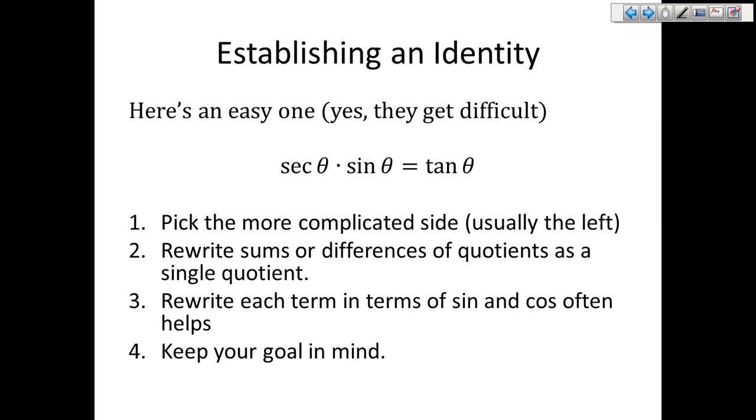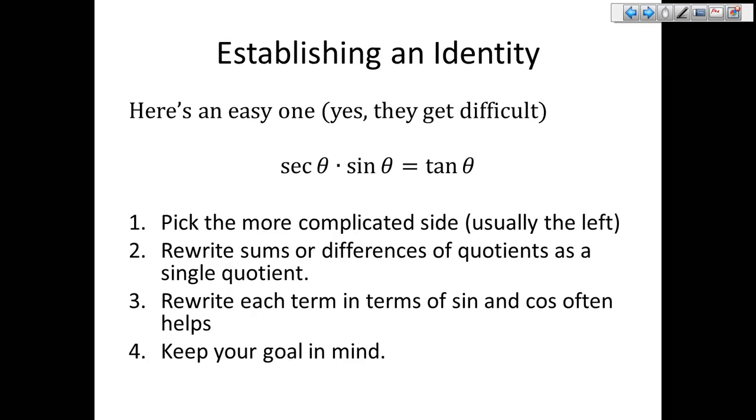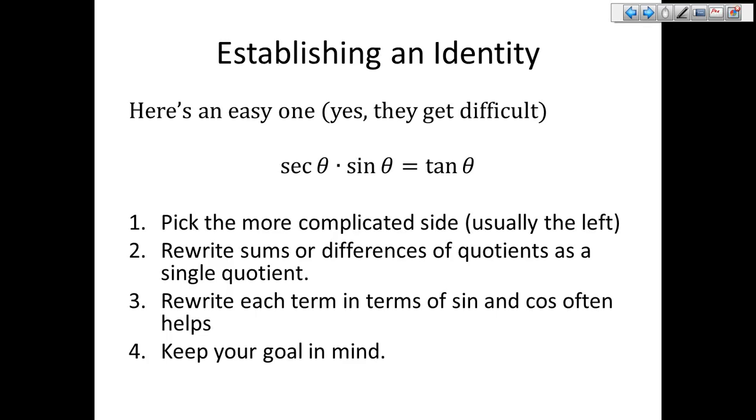Now, you want to keep your goal in mind. If you've got some squares on the other side of the equation, then that means that you don't want to get rid of all of your squares on the side that you're working on. If you've got some things added together, maybe you want to leave that addition in the middle and try to work around it. So keep your goal in mind while you're doing this.